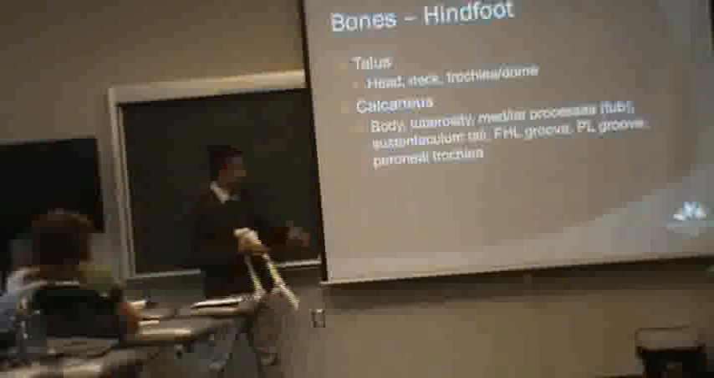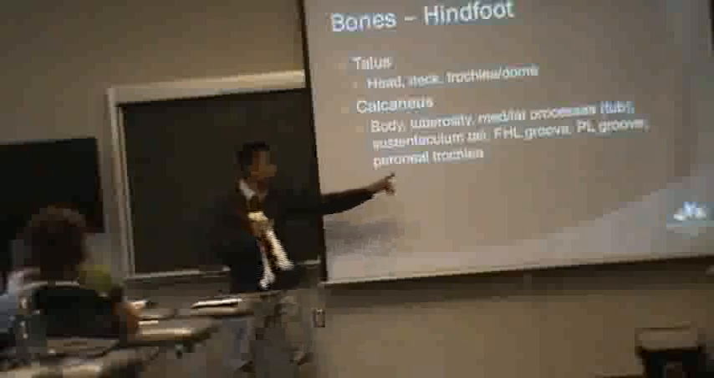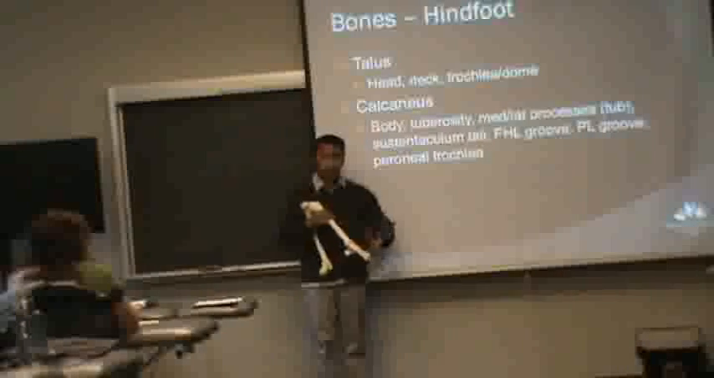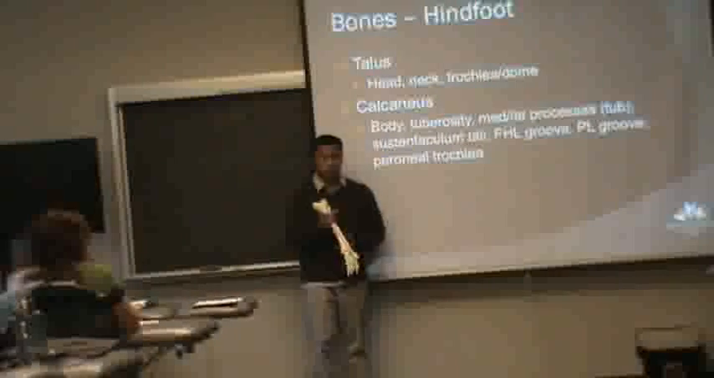Okay. Peroneal trochlea, again, that's on the lateral side, and then flexor hallucis is on the medial side. Again, we'll go over this once we get into the actual muscles and tendons, because again, these landmarks are there for a reason.